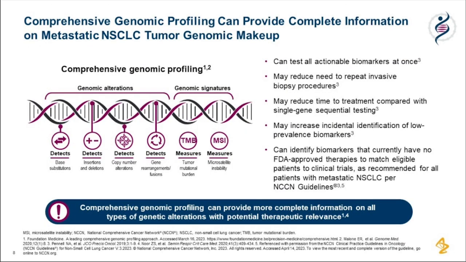Comprehensive genomic profiling can provide more complete information on all types of genetic alterations with potential therapeutic relevance. Using the broad approach, you can test all actionable biomarkers at one time. This may reduce the need to repeat invasive biopsy procedures, which we never really want to have to repeat. We may reduce time to treatment. Currently, as we'll see, time to treatment is really quite extended. If we can get that shorter, it helps out the patient in a lot of ways.